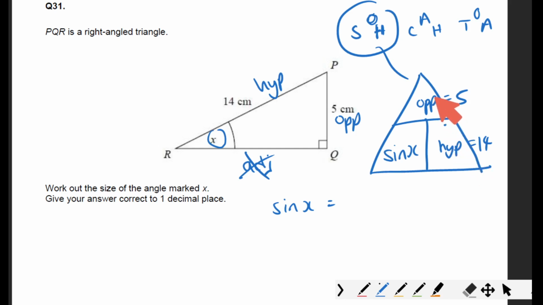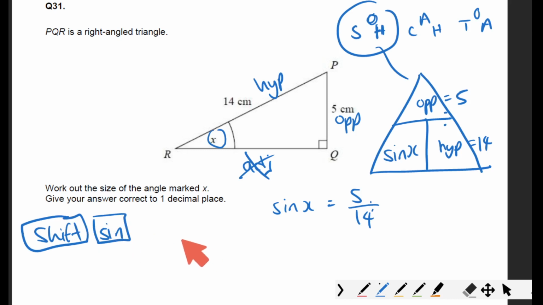Okay, when you go from top to bottom, you divide. So it's 5 over 14. Right, the answer's not 5 divided by 14, because I've got a sin there. I need to shift the sin out the way. So on the calculator, I press shift. Okay, it depends what kind of calculator you got. So I've got the Casio calculator, I press shift and sin.